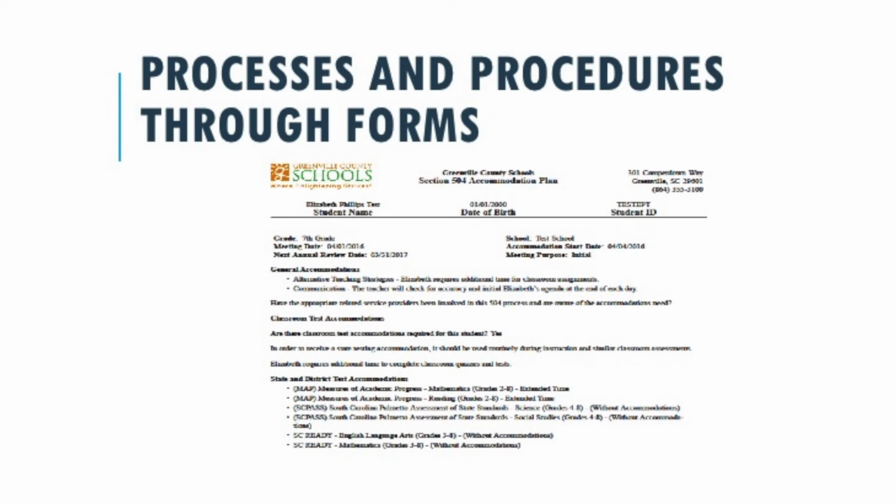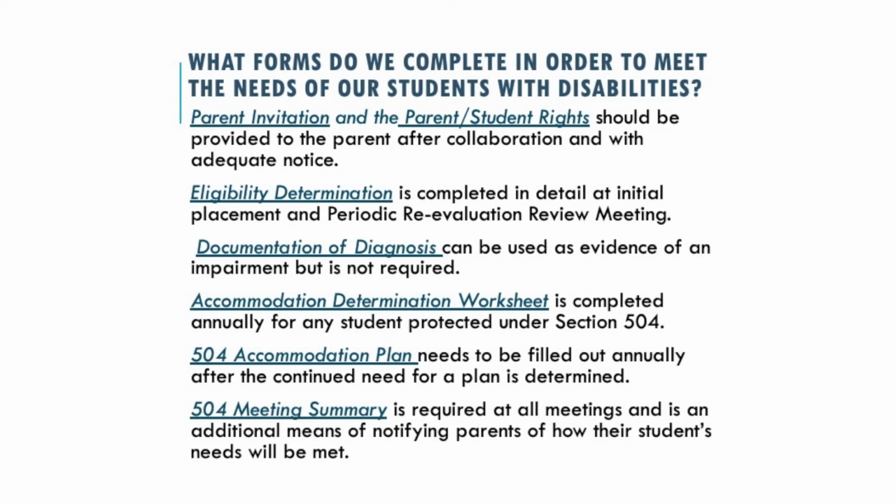Processes and procedures through forms. The forms listed are procedural requirements. An invitation is always required and should be provided to the parent or adult student with the parent-student rights with adequate notice. Call the parent to schedule a time to meet before sending the invitation home. Document all contacts with the parent, including how and when the invitation went home, in the contacts log. For an annual or a periodic reevaluation review, if you have provided the parent with 2 notices with adequate notice and the guardian does not appear, go forward with the meeting.